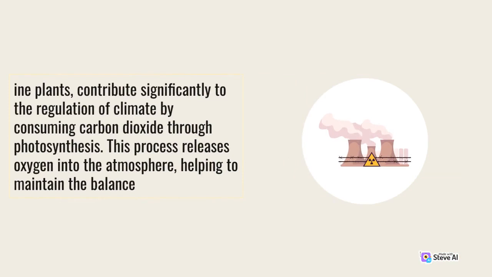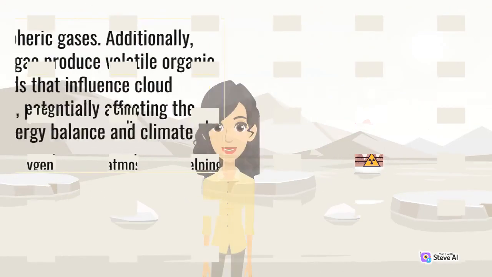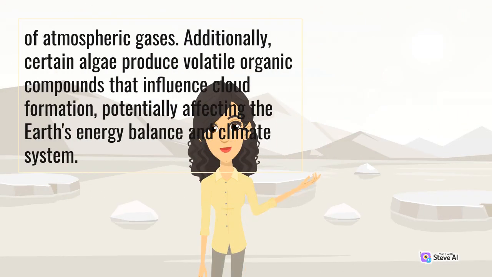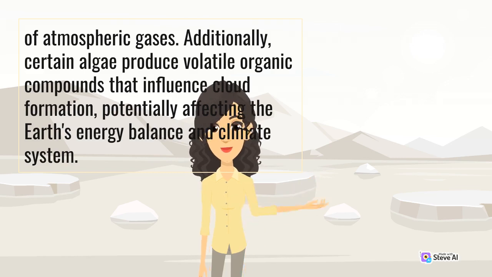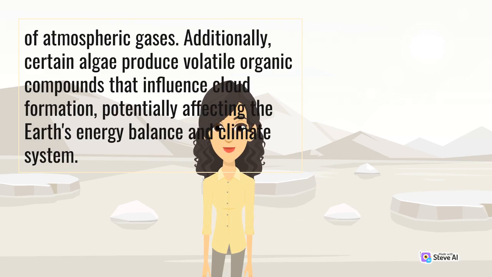This process releases oxygen into the atmosphere, helping to maintain the balance of atmospheric gases. Additionally, certain algae produce volatile organic compounds that influence cloud formation, potentially affecting the Earth's energy balance and climate system.